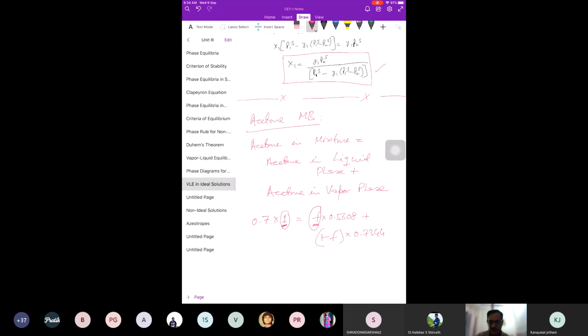That's how we get enrichment. It's called enrichment of the vapor. Vapor is richer in the lower boiling component, and that's why it's called enrichment of the vapor.